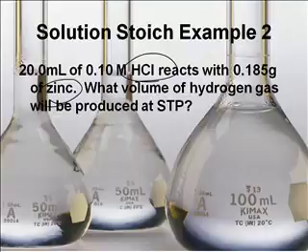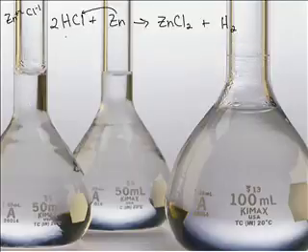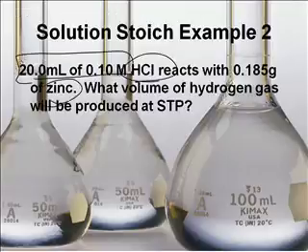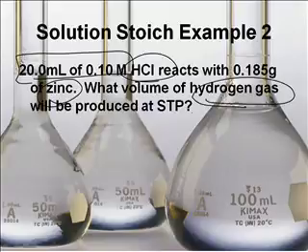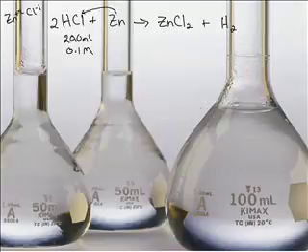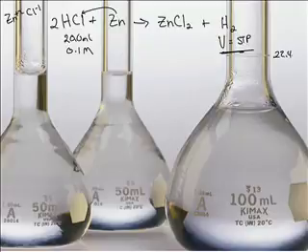Now, let's take a look. I have 20 milliliters of 0.1 molar HCl. So HCl is 20 milliliters and 0.1 molar. Now, what's it asking me to find? What volume of hydrogen gas at STP? All right, so I'm going to put V at STP. With STP, I can use that 22.4 liters per mole number.